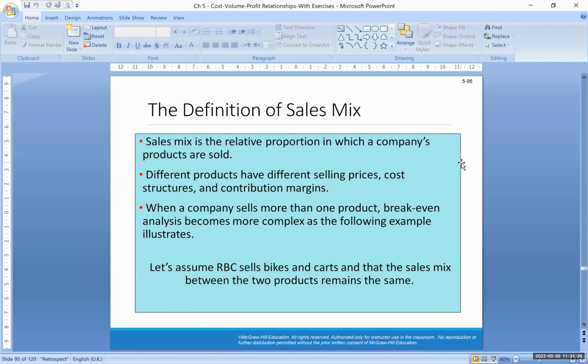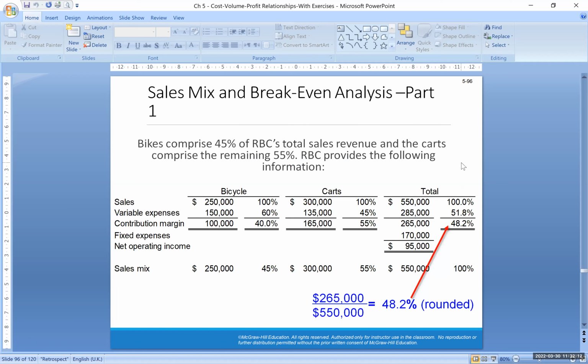When a company sells more than one product, break-even analysis becomes more complex, as the following example illustrates. Let's assume our company, RBC, sells two products, bikes and carts, and that the sales mix between the two products remains the same. Bikes comprise 45% of the total sales revenue for the company, and the carts comprise the remaining 55% of the sales revenue. So this is called the sales mix. We are selling 45% bikes, 55% carts.